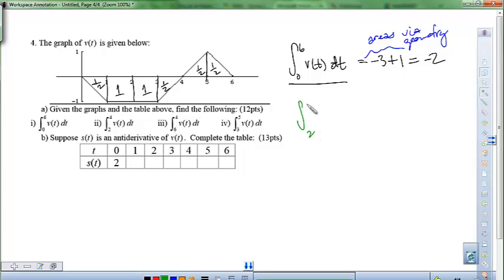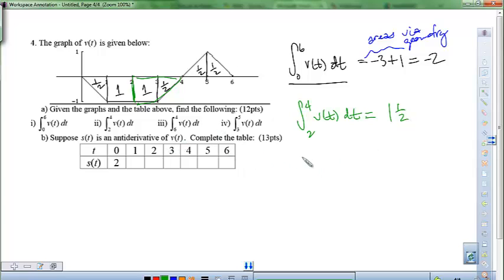The integral from 2 to 4 of v of t dt. This time I'm just going to go from 2 to 4. So this is all negative contribution, and that looks like it's going to be 1.5 or 3/2.